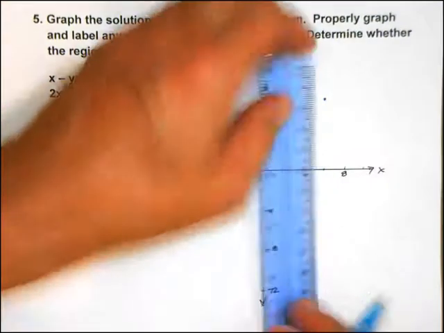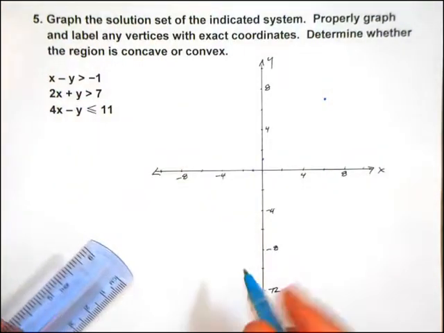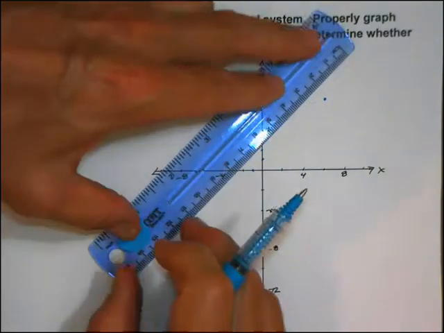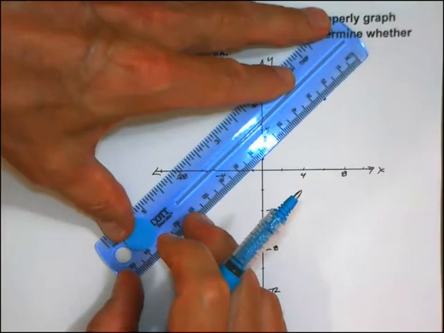There. Okay. Now, what about this boundary line? Because this is greater than, dashed line, don't want to have the equality cases be part of the solution set here.